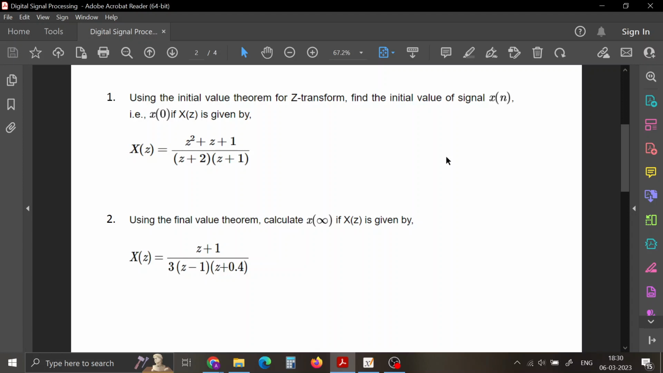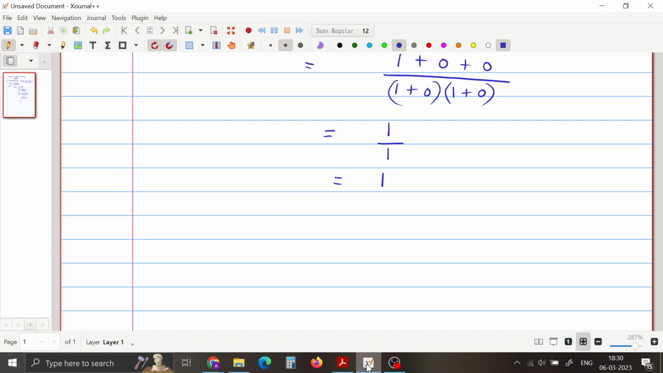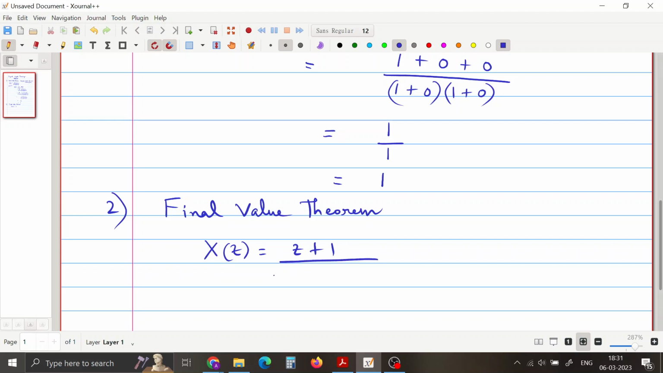So let us write it down first. Second question, based on the final value theorem. So we have been given X of z, the z transform, as z plus 1 divided by 3 times z minus 1 times z plus 0.4.